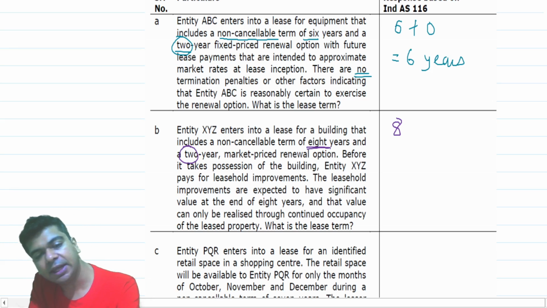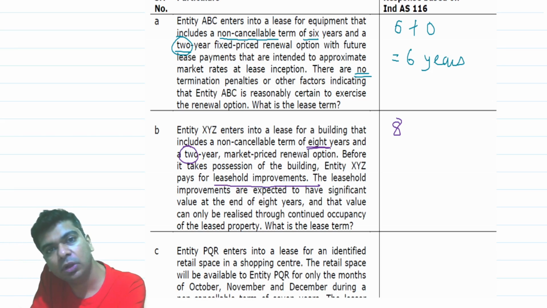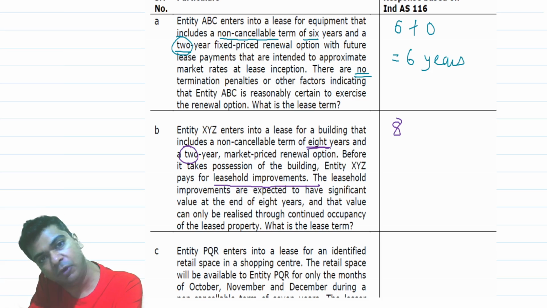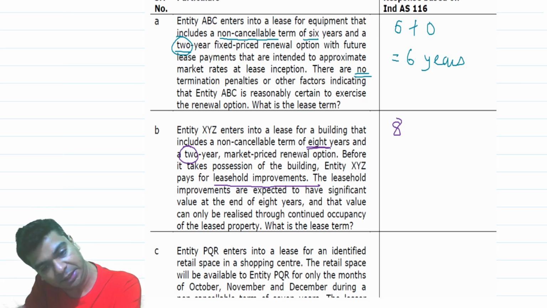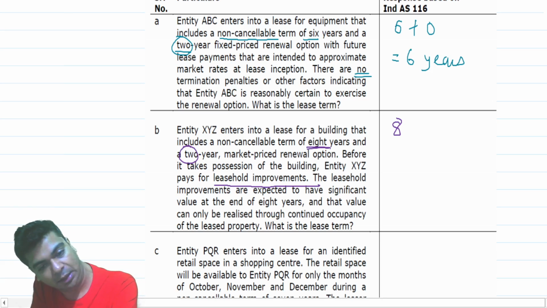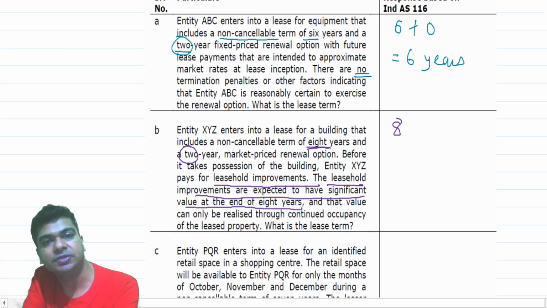So before we are taking the possession of the building, we are making changes to the building, right? They are saying that we are making leasehold improvements. So you are making certain changes to the building, and now you feel that because of all these changes, you will get the full benefit of the building only if you are running it for the extended period. Because they are saying the leasehold improvements are expected to have significant value at the end of 8 years.